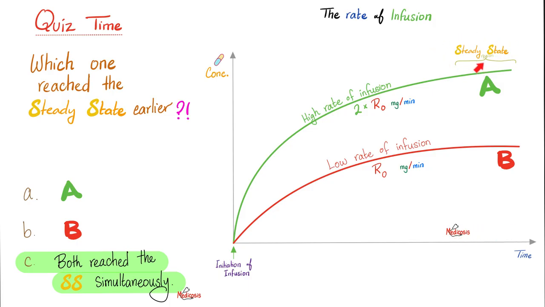We're talking about the time needed to reach the steady state. So the time is read from the x-axis, not from the y-axis. I don't care which one is higher on the y-axis. I only care about the x-axis. Both of them started to flatten at the same time.